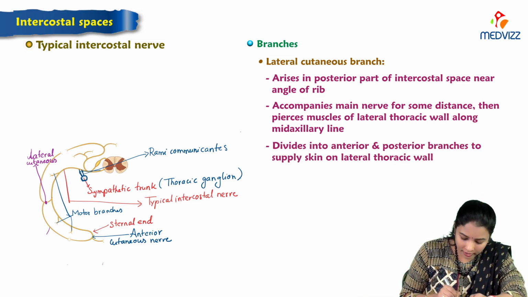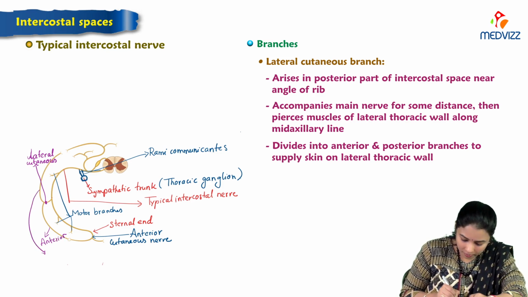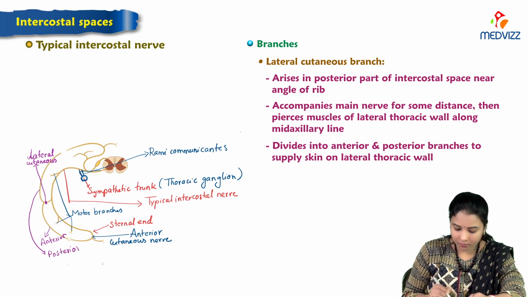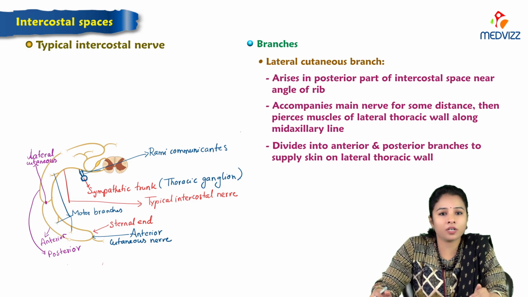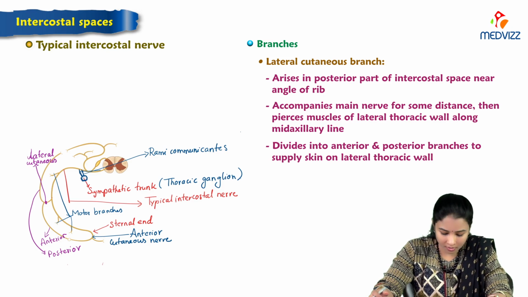So here is the anterior branch, and this is the posterior branch, which supply the lateral thoracic wall. It is a cutaneous nerve, so it is the lateral cutaneous nerve.